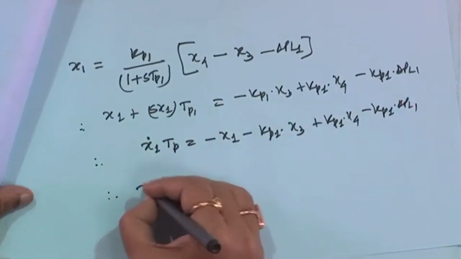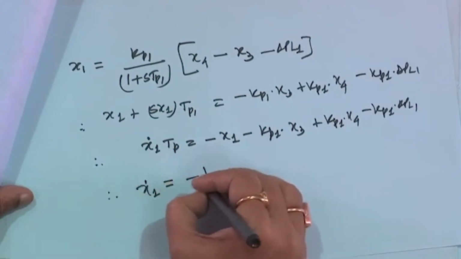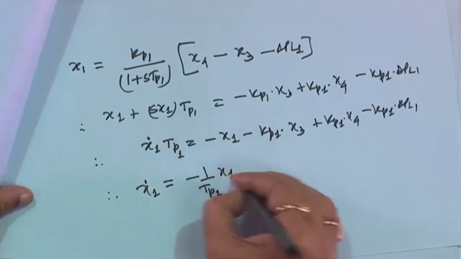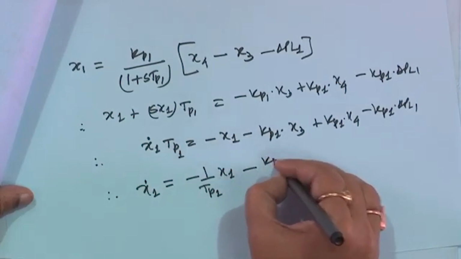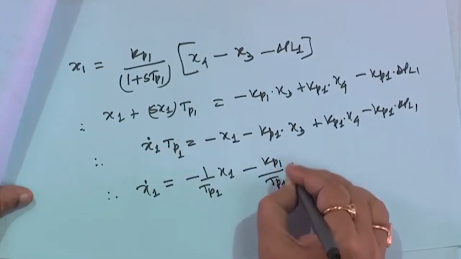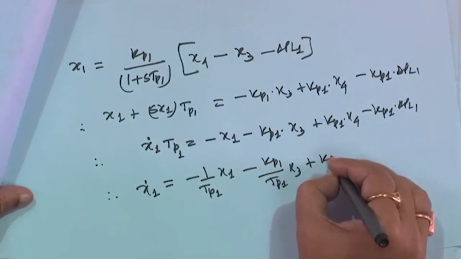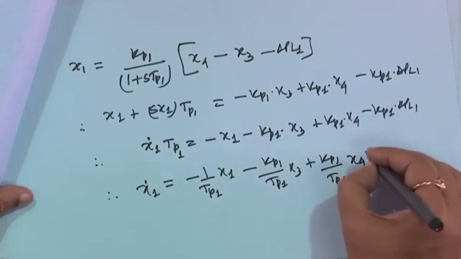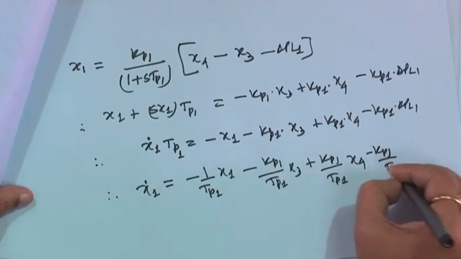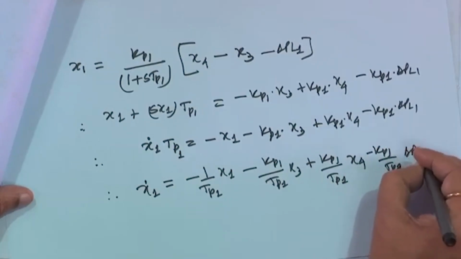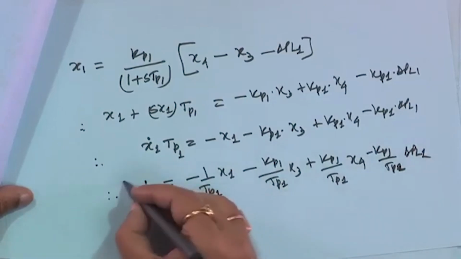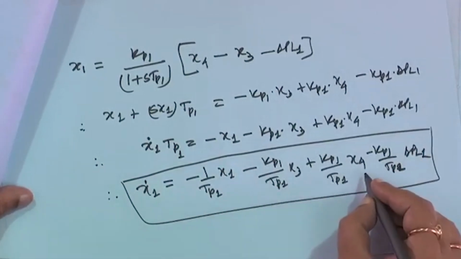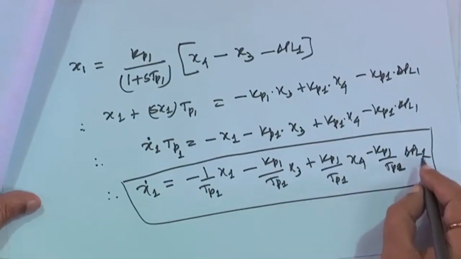That means your x1 dot is equal to minus 1 upon Tp1 x1, minus Kp1 upon Tp1 x3, plus Kp1 upon Tp1 x4, minus Kp1 upon Tp1 delta PL1. So, this is your first equation: x1 term is there, x3 is there, x4 is there, other state variables are not there, and delta PL1 is there.